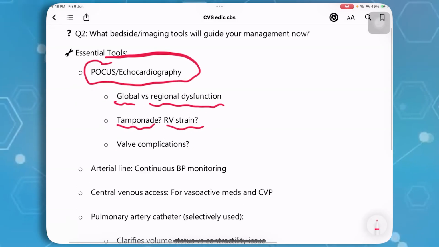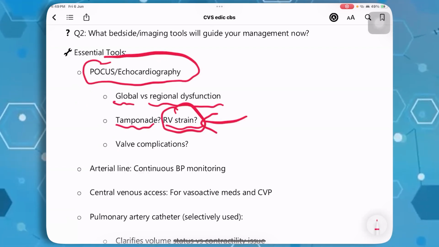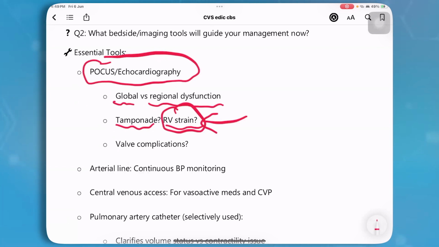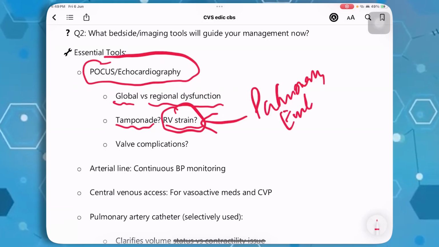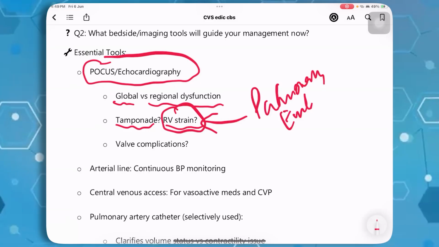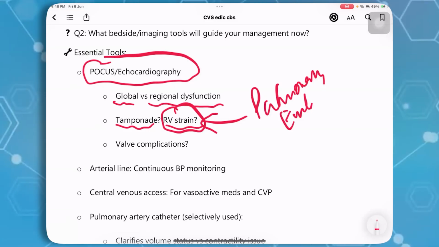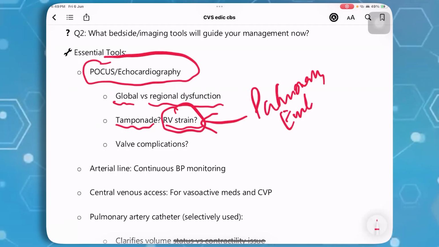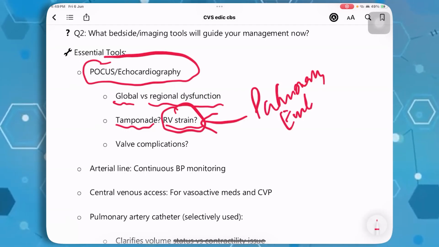Pulmonary embolism. So many times RV will be failing in inferior wall MI. In pulmonary embolism, it will be under strain. Why? Because the right ventricle is trying to pump blood into the pulmonary artery. Okay. Then valvular complications like papillary muscle rupture, sudden mitral regurgitation.